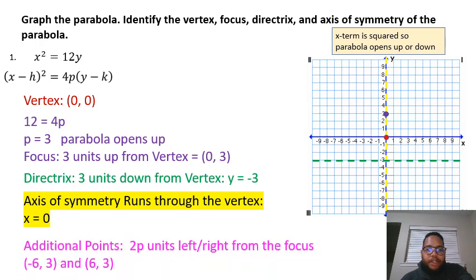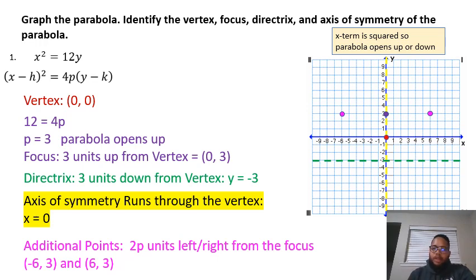Lastly, we have additional points, which, since the graph looks like this, the 2 points are going to be left and right from the focus. So the additional points are going to be 2p units left and right from the focus, and that would be negative 6, 3 and 6, 3. 1, 2.